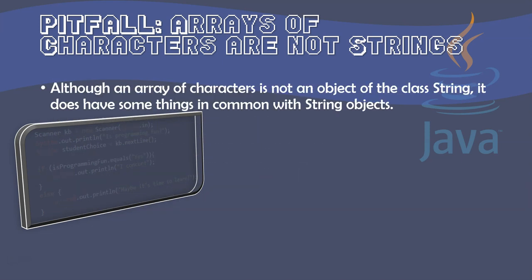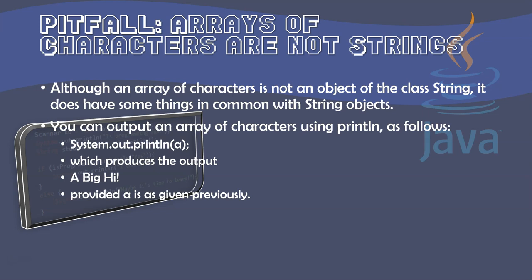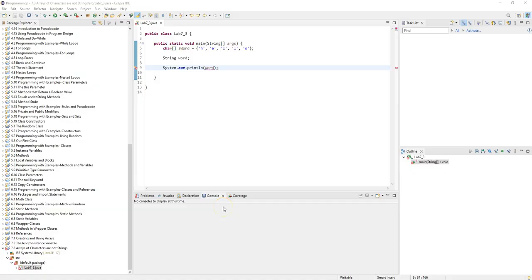Now, although an array of characters is not an object of class String, it does have some things in common with String objects. You can output an array of characters using println as follows: System.out.println(A), which of course would produce the output A big high, provided A is given as we have defined previously. So let's pop right over into Eclipse to demonstrate this and show exactly what we have been discussing.